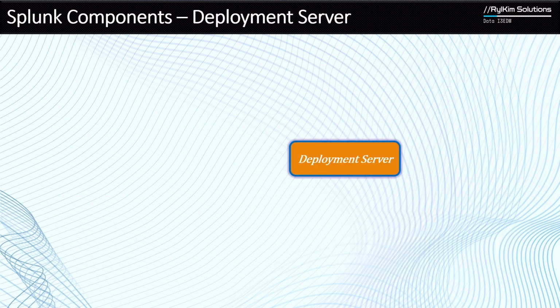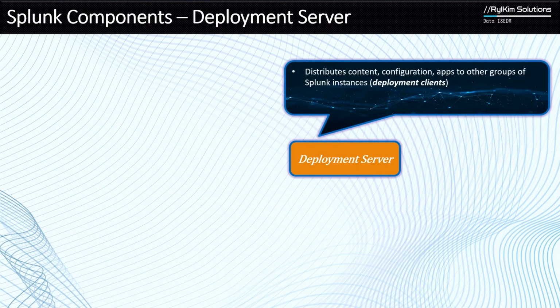All right, let's talk about the deployment server. So the deployment server is a Splunk management component that you can use to deploy apps and other configurations to groups of Splunk instances, just as the name implies. So you can distribute content, configuration, and apps to other Splunk instances, be it indexers that are not in a cluster, search heads that are not in a cluster, forwarders.